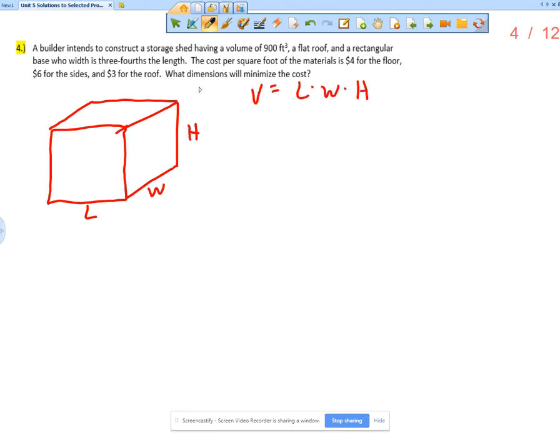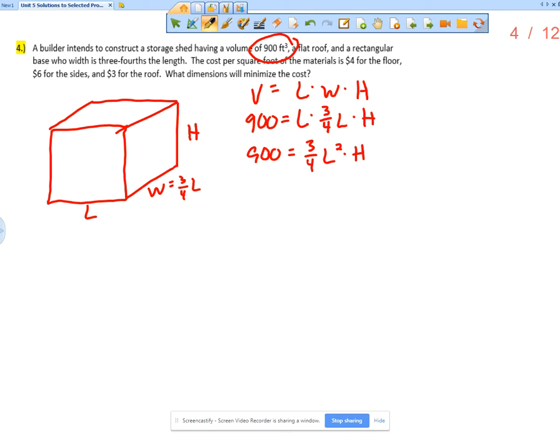All right, but what are we told? We are told that the base is rectangular and the width is 3/4 the length. So W is equal to 3/4 of the length, and that means our volume is actually L times 3/4 L times H. Now, the volume you were told is going to be 900. So 900 cubic feet would be equal to 3/4 L squared times H. We have to start with that.